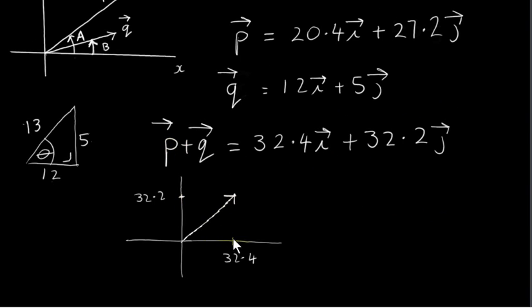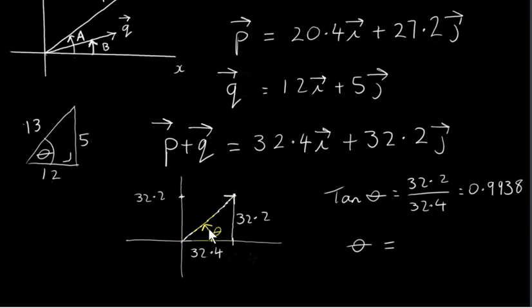Here is a picture of vector P plus Q. We can see that it is indeed in this first quadrant. So we're interested in the angle it makes with the positive x-axis, or the i-axis. So here's our angle theta. In this right angle triangle, we see that tan of theta is 32.2 divided by 32.4. This is a number that's very close to 1 actually. If this number was exactly 1, then theta would be exactly 45 degrees. But it's not. But we're going to get an angle that's very close to 45 degrees.